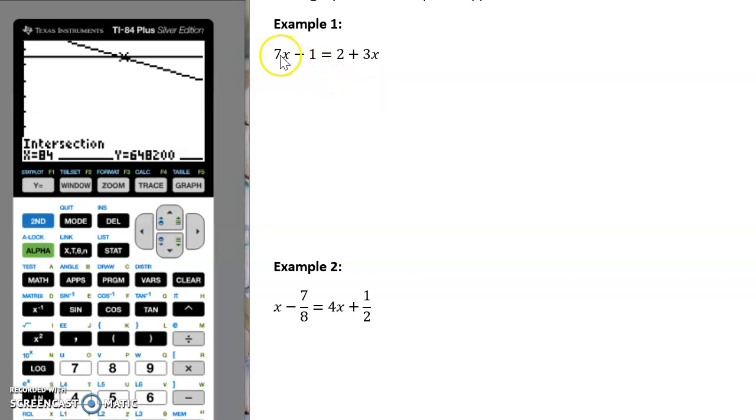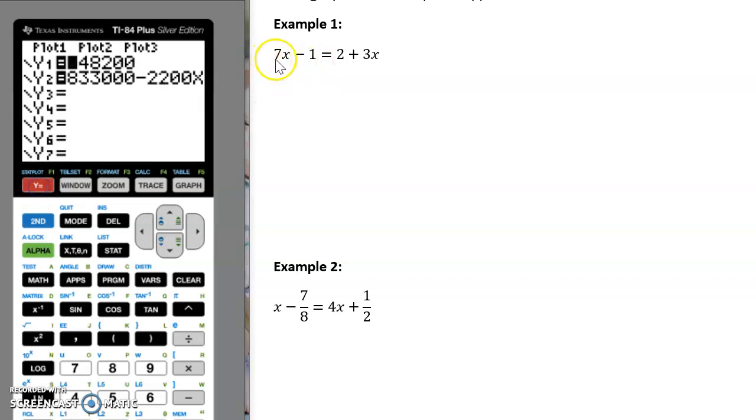Example 1. You have 7x minus 1 equals 2 plus 3x, right? So we have on the left side this 7x minus 1, that's the equation of a line. And on the right side, we have 2 plus 3x. That's also the equation of a line. So what we're going to be doing is graphing both of these lines, and we're going to be looking for where they intersect, because that intersection point, the x value on it, represents the solution to this equation.